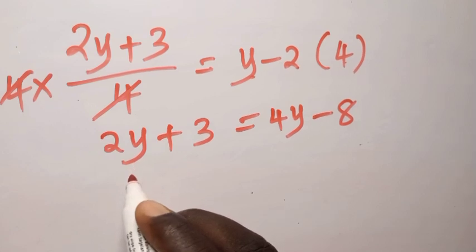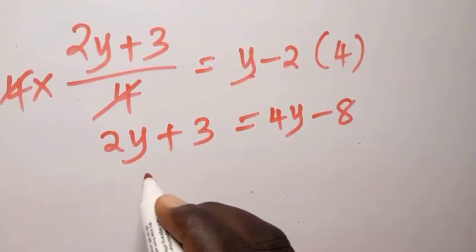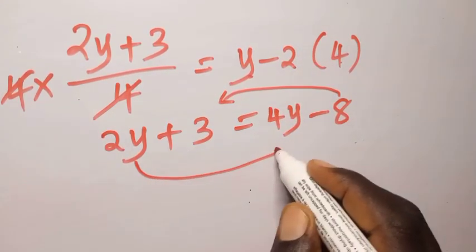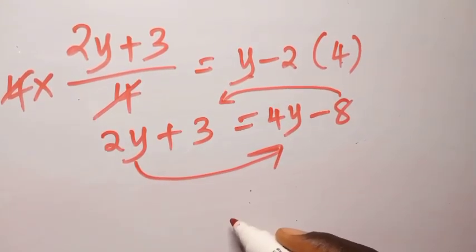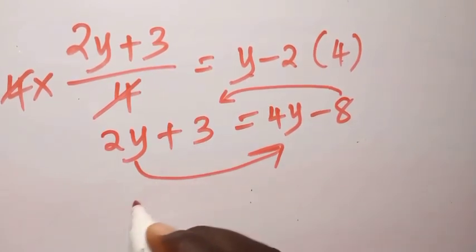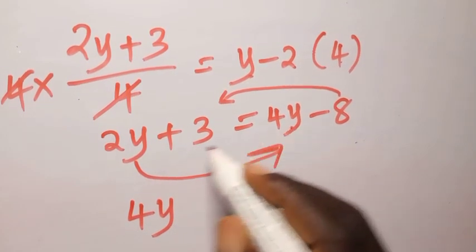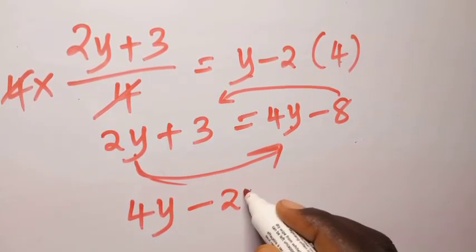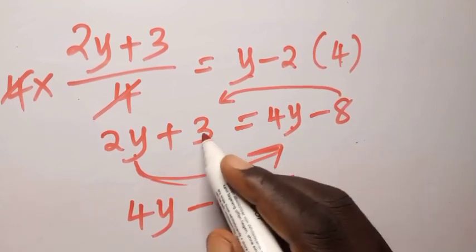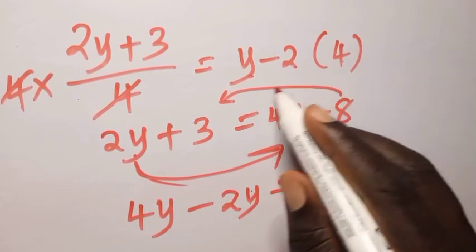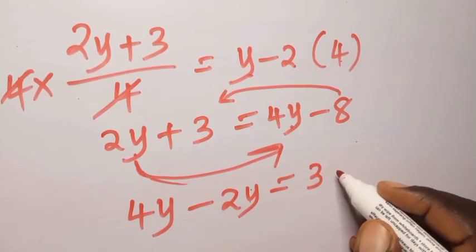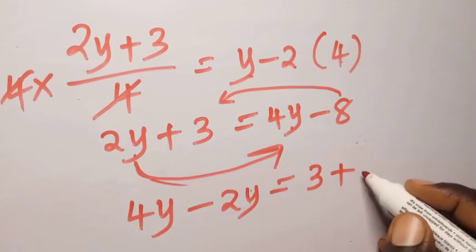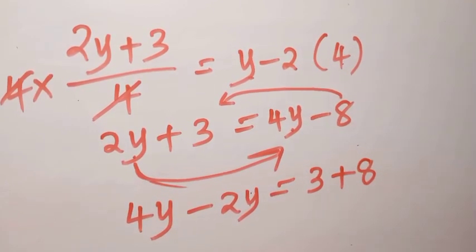Now at this point we shall collect the like terms, by bringing this negative 8 to this side and also taking positive 2y to the other side. Therefore we shall have 4y, when this one crosses the equal sign, it becomes negative, and therefore it will be negative 2y equals this one is positive 3. When negative 8 crosses this equal sign, it becomes positive, and therefore it will be plus 8.